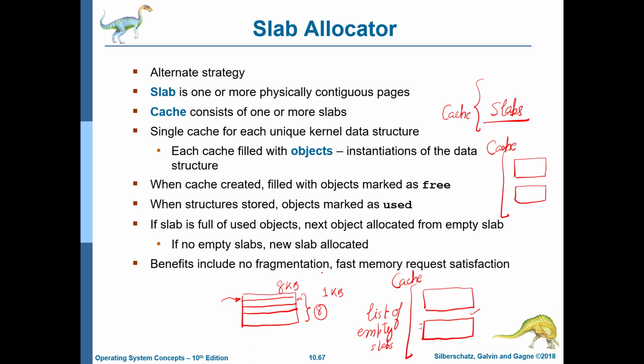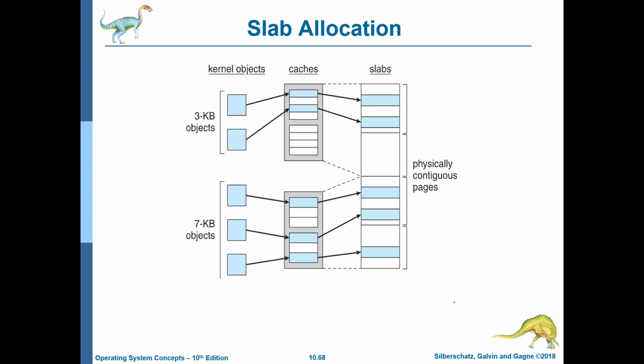So one benefit is that we have very little fragmentation over here, the way that we are allocating memory, and also requests can be satisfied rather quickly. So this is an example of slab allocation.